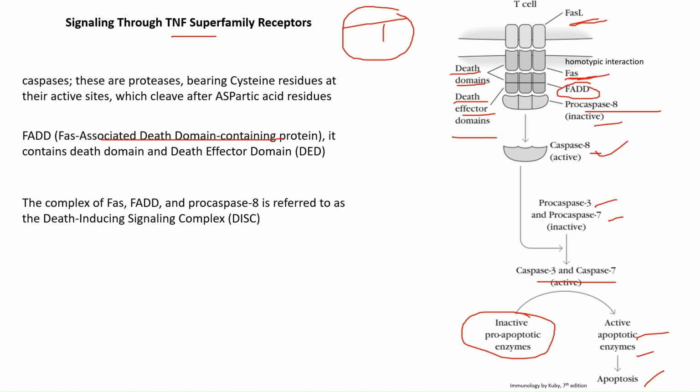So the combination of all these, that is Fas, FADD and procaspase 8, is known as DISC, that is death inducing signaling complex. Okay, because they are responsible for the death of those particular T cells which are now left over and need to be destroyed or cleared off from our body.